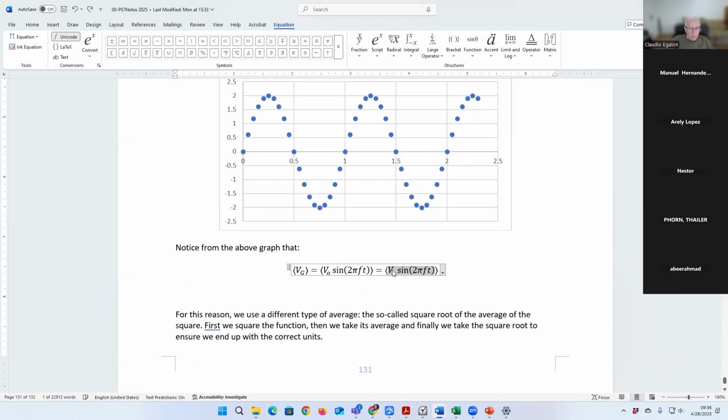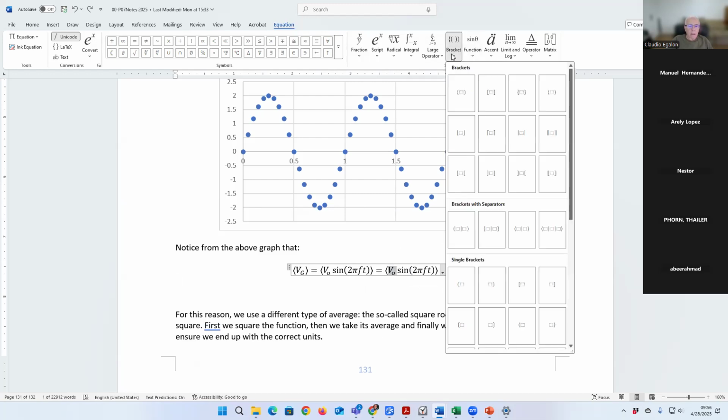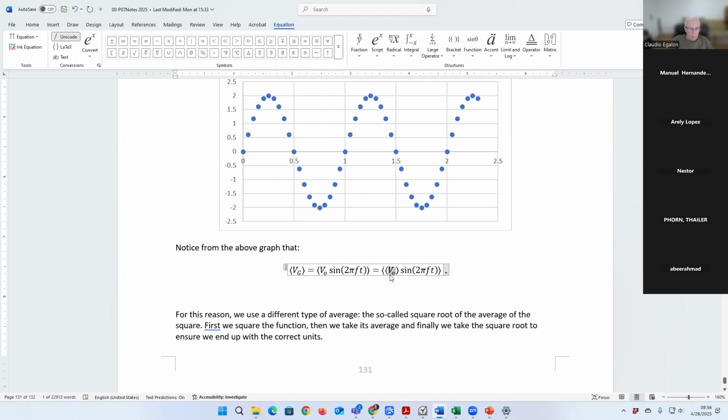Nope. It did something that I didn't want it to do. Let's try again. Yeah, okay, now it did what I wanted. V naught is a constant. So the average value of a constant is going to be the constant itself. And then we have the average value of a sine function that ends up being equal to 0. 0 times a non-zero number is going to be 0.